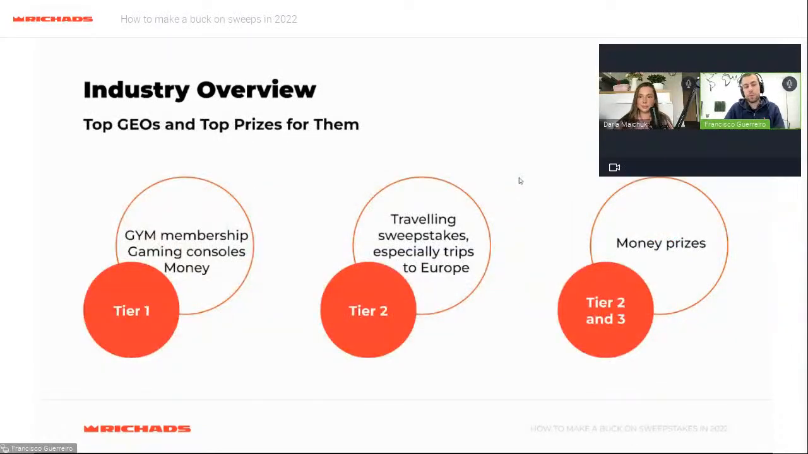Now, the top types of prizes that we see for the contests, for the sweepstakes, vary a bit by tier. In the past, like 4 to 6 years ago, I joined the industry 6 years ago, most of the sweepstakes were just iPhones, and just promoting an iPhone was enough. But this has changed, and now different verticals and different prizes are gaining traction.